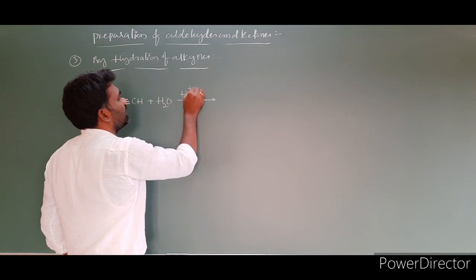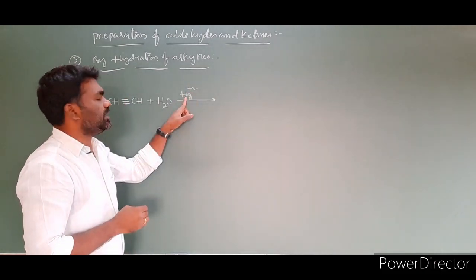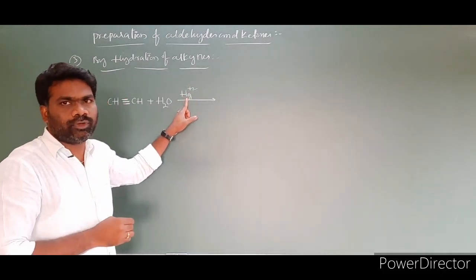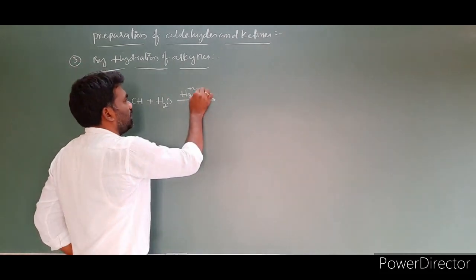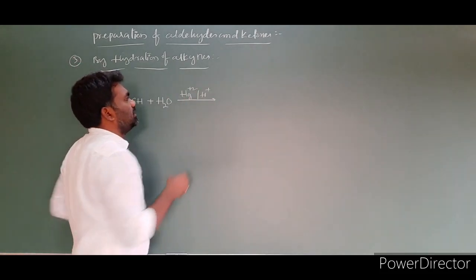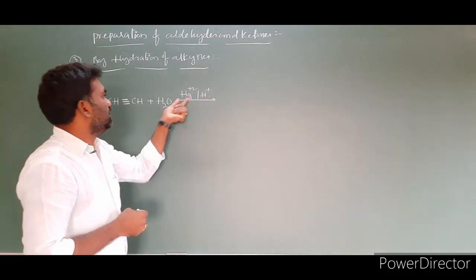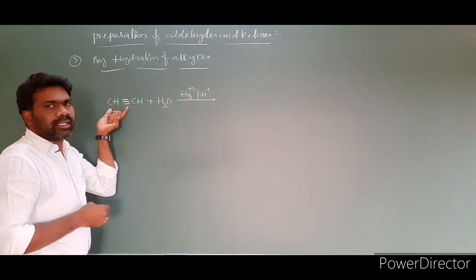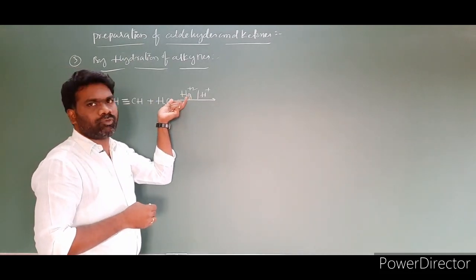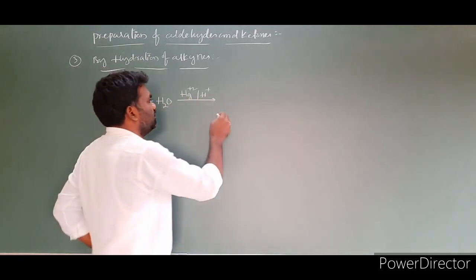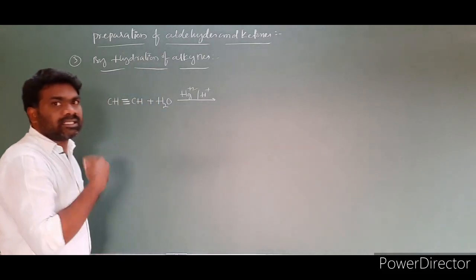HgSO4, I am labeling as Hg plus 2. HgSO4 gives Hg plus 2 plus SO4 minus 2. Hg plus 2, and we can take it as H plus. H2SO4 divides into 2H plus plus SO4 minus 2. So addition of a water molecule to alkynes in presence of HgSO4 and H2SO4 gives aldehydes or ketones.